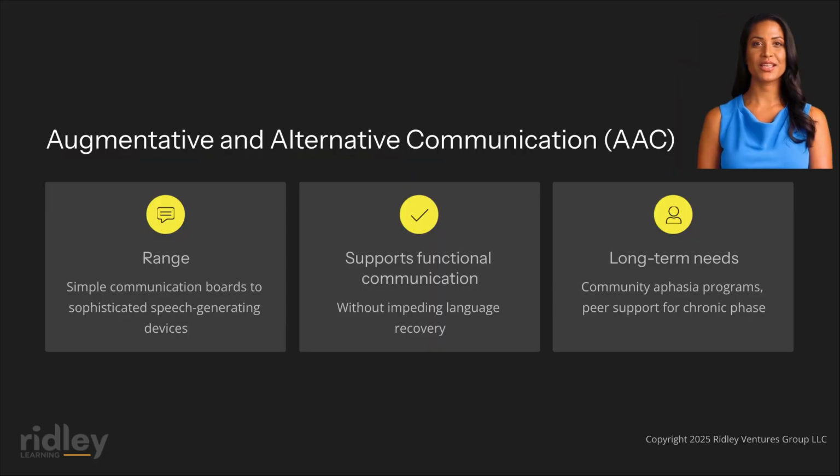Augmentative and alternative communication systems, ranging from simple communication boards to sophisticated speech-generating devices, provide important tools for individuals whose aphasia severity limits functional verbal communication. The appropriate role of augmentative and alternative communication in aphasia rehabilitation has evolved from historical concerns about potential interference with language recovery to current understanding that these tools support functional communication and social participation without impeding language therapy progress.